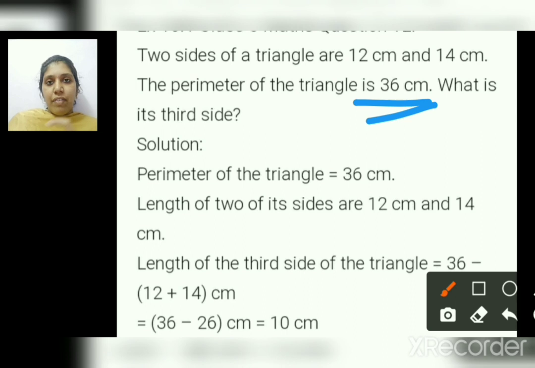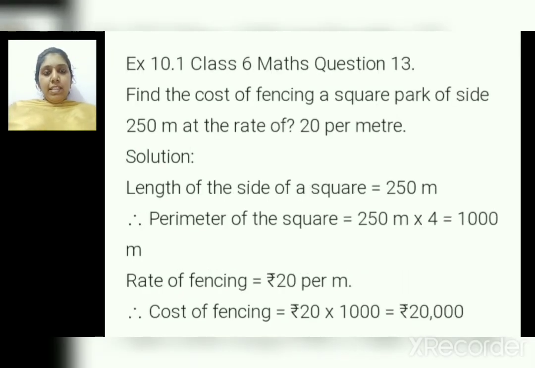The perimeter will be equal to the sum of all the sides. When you add all three, if you are getting 36 centimeter, then your answer is correct. So here the length of the third side is 10 centimeter. Clear?